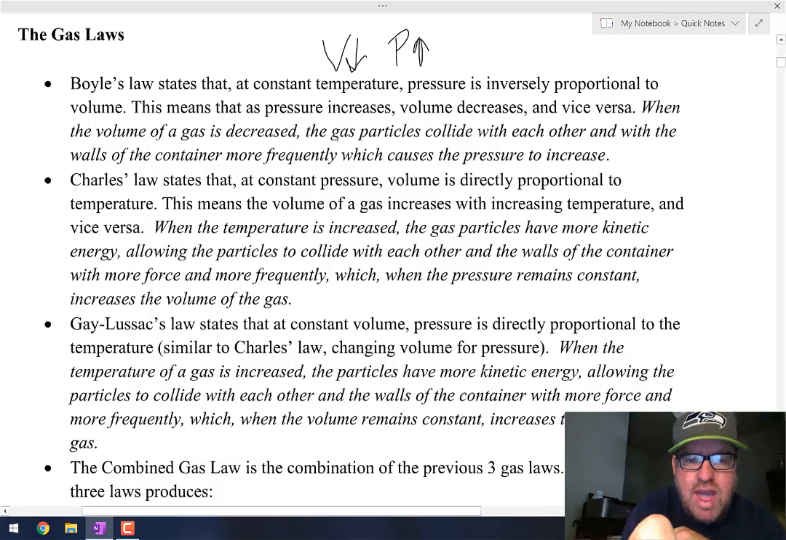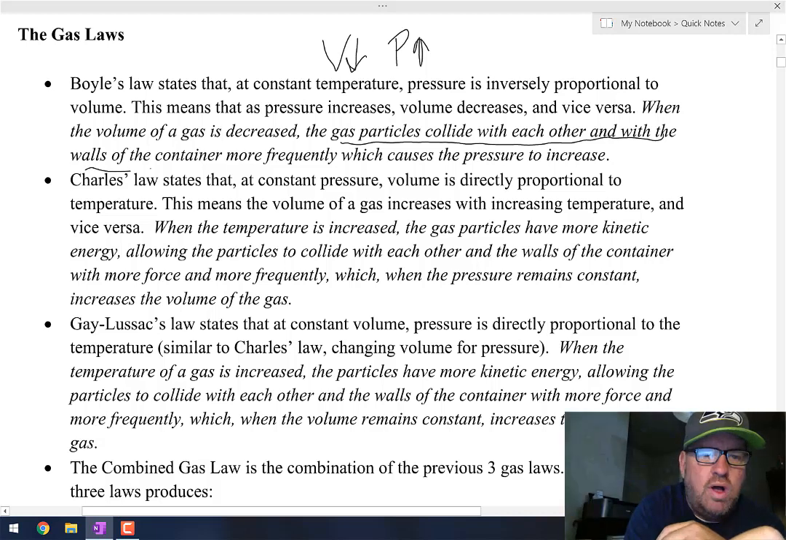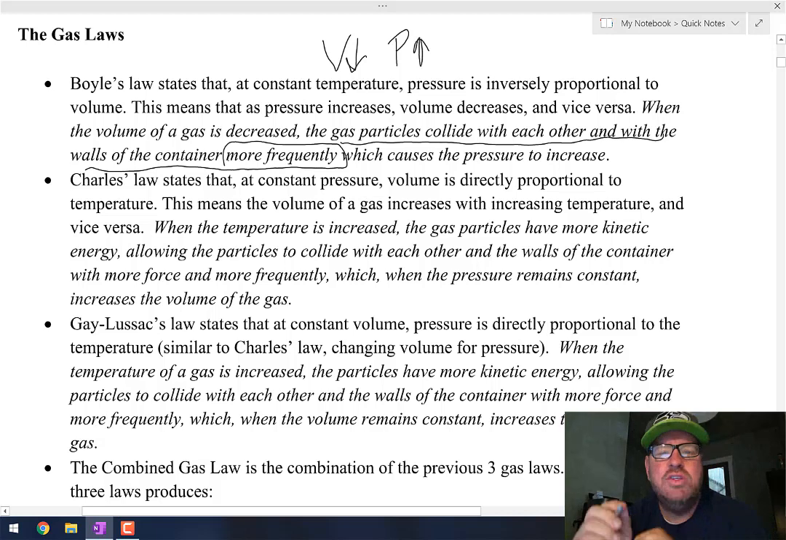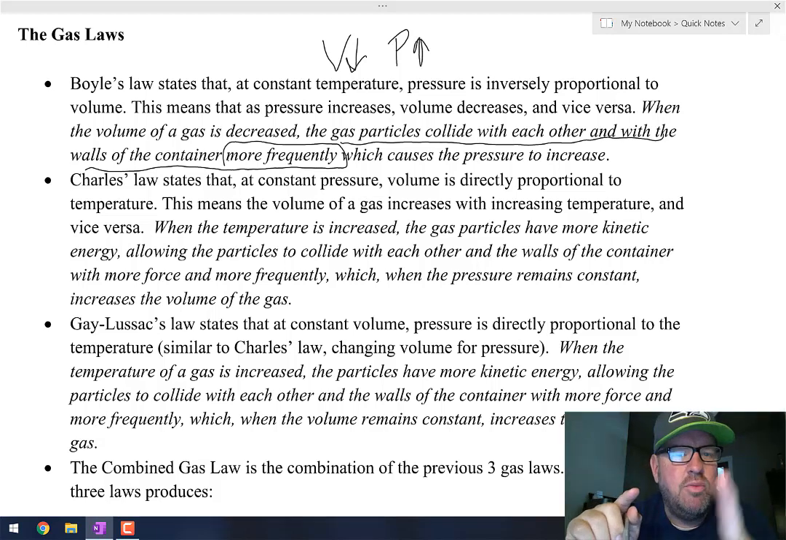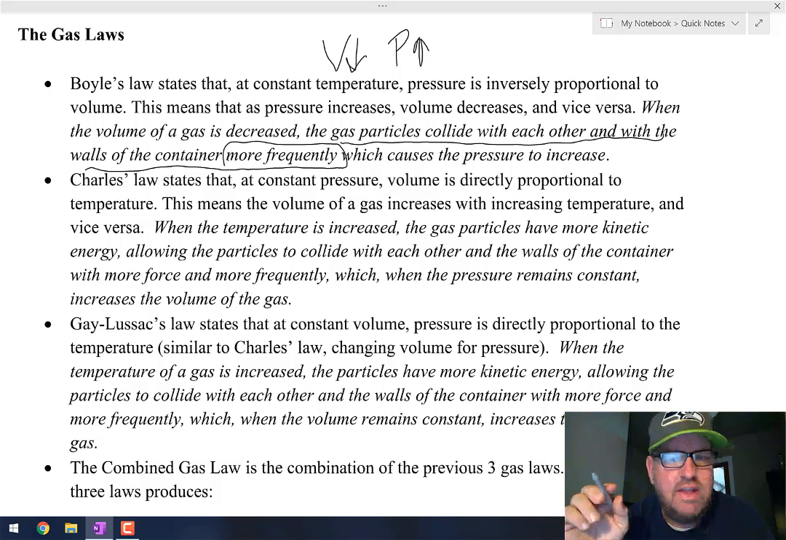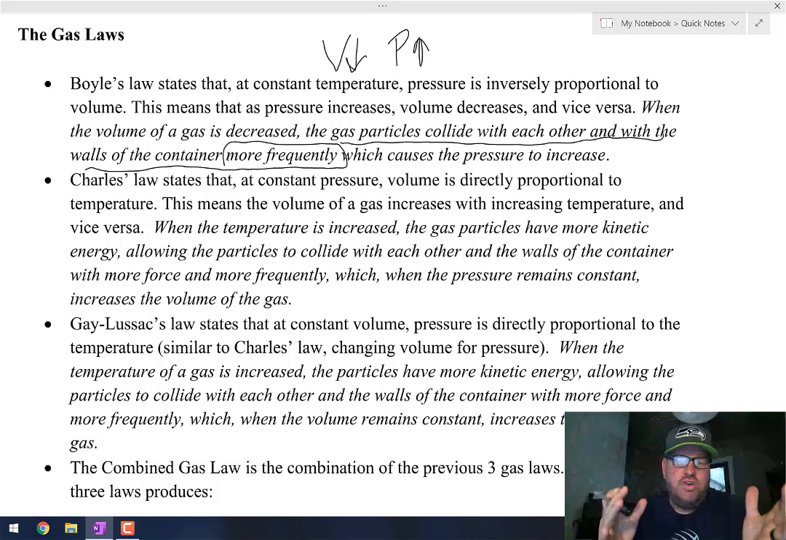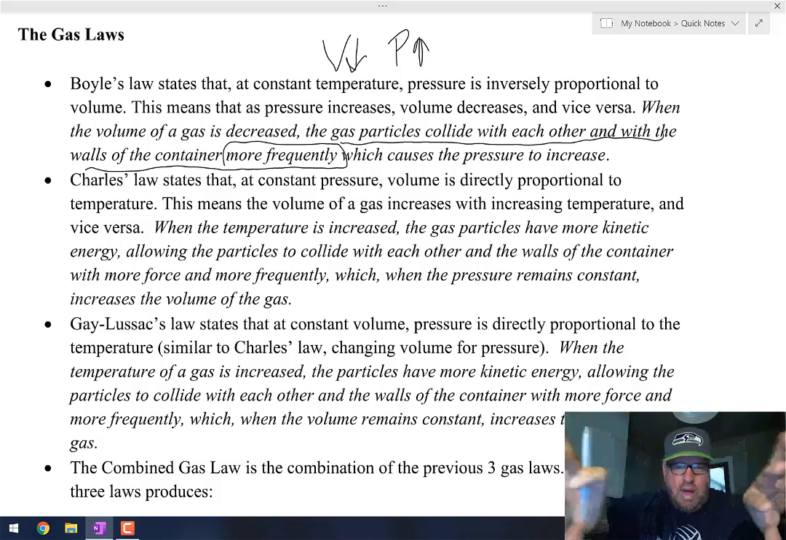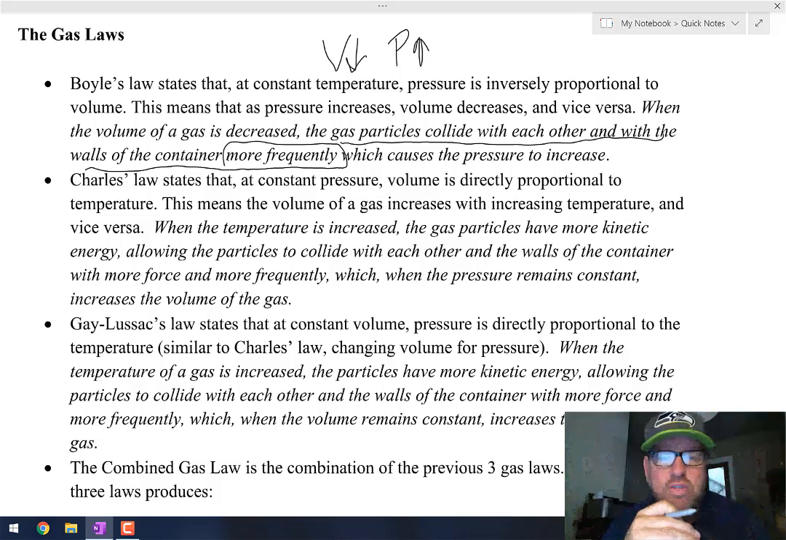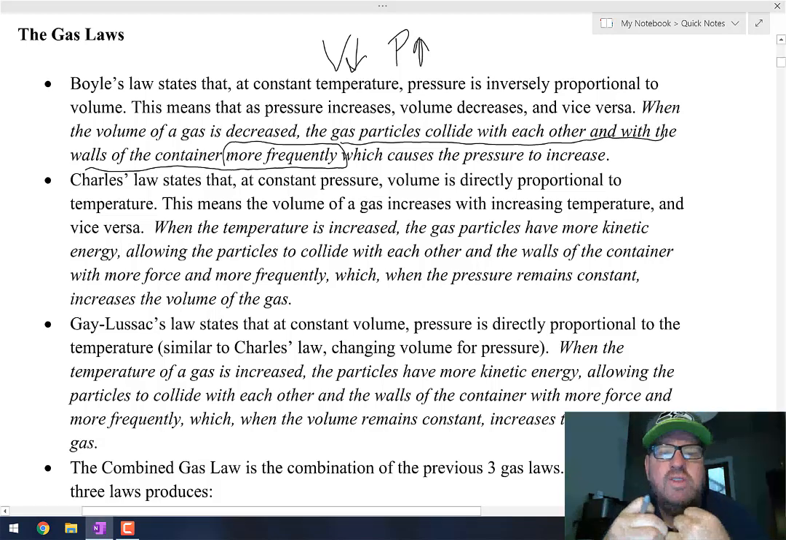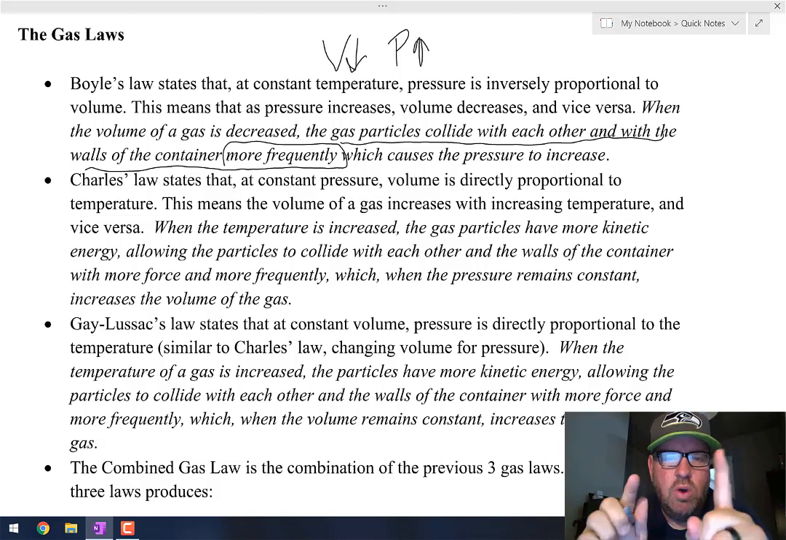Because the gas particles collide with each other and with the walls of the container more frequently. Okay, that's the key right there. So they're colliding with each other, and more importantly, they're colliding with the walls of the container more frequently. That's how you want to say that. And again, that's what pressure is: how many times those particles hit the walls of the container. So if they're hitting the walls of the container more frequently, that makes the pressure go up. Okay, so that's Boyle's Law.